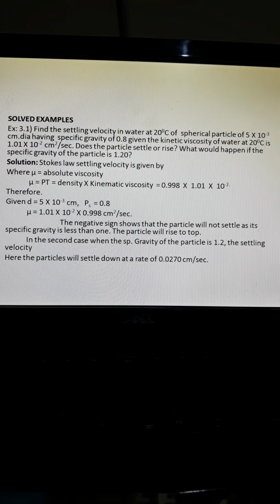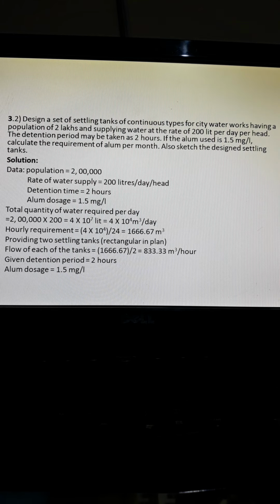Since the settling velocity is positive, it means the particle is moving towards the floor of the tank with a vertical settling velocity of 0.027 centimeters per second, that is 0.27 millimeter per second. So this is the first example on settling velocity calculation. The second example goes like this.